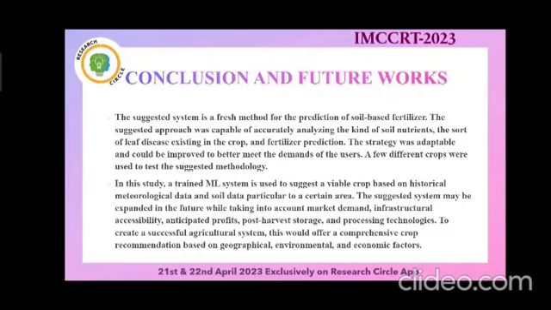We can also increase the number of fertilizers. I have only included 7 fertilizers here. We can also increase extra fertilizer predictions. In the study, the ML system is used to suggest viable crops based on the data. The soil data is particular to a certain area only, so a limited amount of data is used here. So we have to remodel the whole thing to get output for a larger amount of data. To create a successful agriculture system, this would offer a comprehensive crop recommendation based on geographical, environmental, and economic factors.